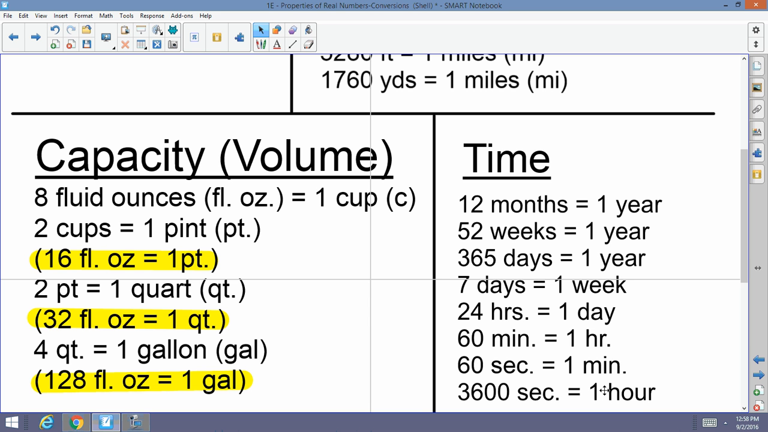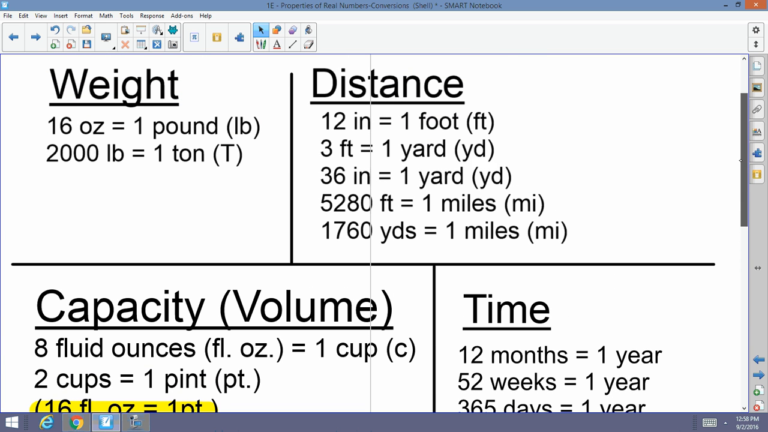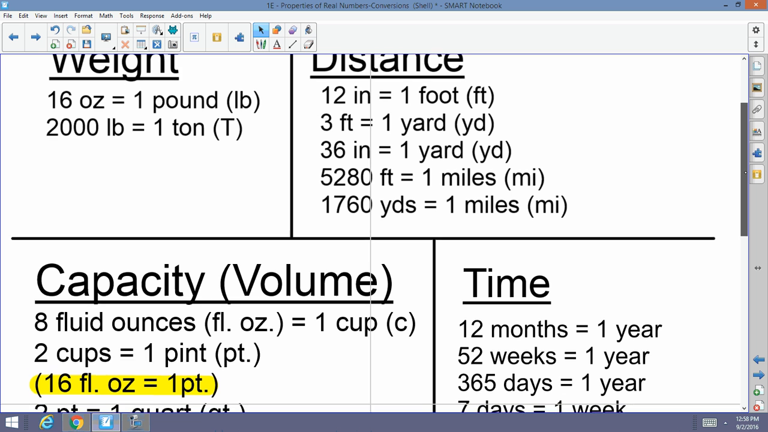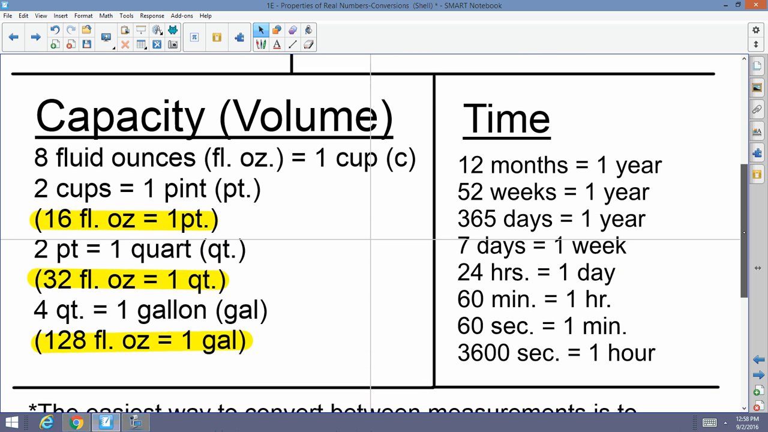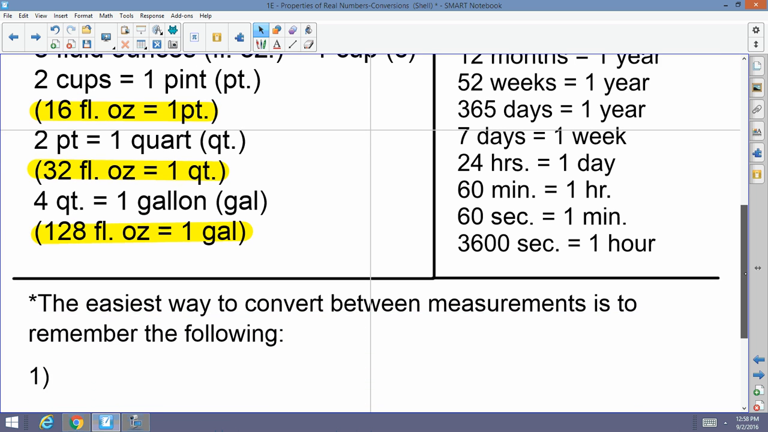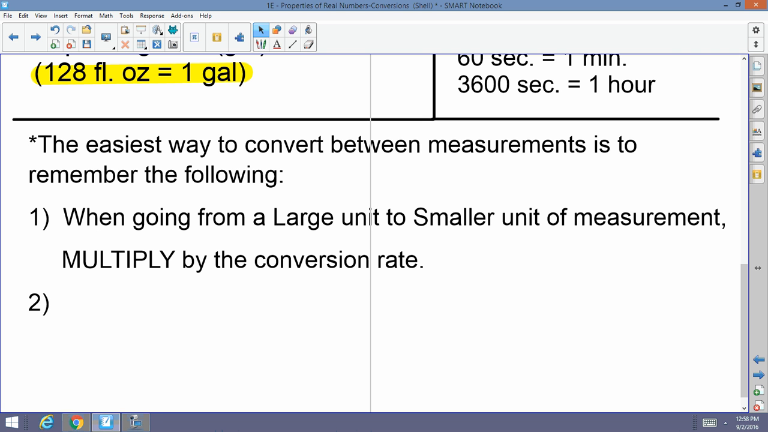So this table is definitely something that you want to memorize. If you need to pause and rewatch it and rewrite it, please do so. Make sure that this table is something that you know, not just memorize for a test, but that you learn it. Now, once you've learned the conversion rates, let's talk about the actual conversion. And the easiest way to convert between measurements for me is to remember the following. Number 1, when going from a large unit to a smaller unit of measurement, multiply by the conversion rate.